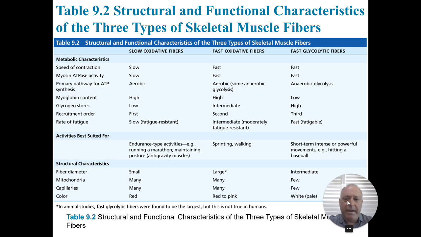This is not a bad table looking at your different types of fibers: slow oxidative, fast glycolytic, looking at the speed of contraction. So the oxidative refers to the use of oxygen. It would be aerobic. So you can spend some time on this table.